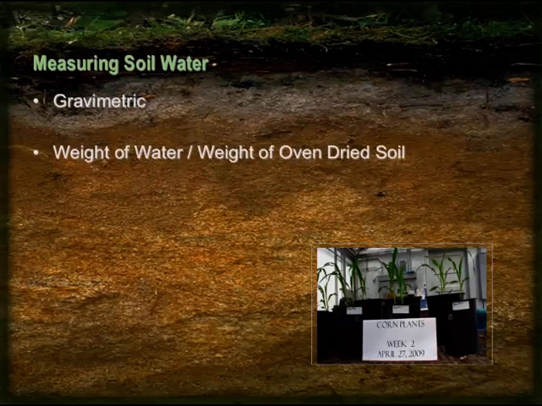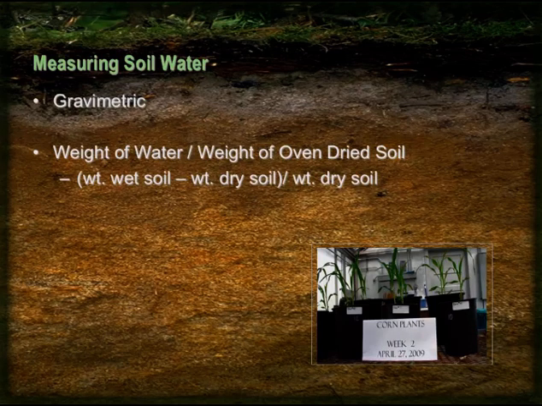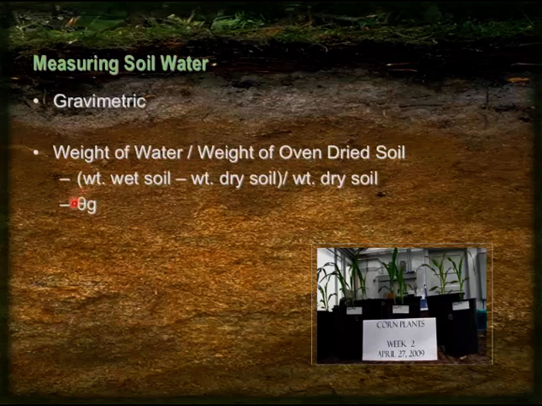Okay, again, we've talked about how we measure soil water. First of all, we've talked about gravimetric soil moisture. This is basically where we take the weight of the water and divide it by the oven-dried weight of the soil. And we express that as the wet weight minus the dry weight divided by the dry weight. In soil science, we term this gravimetric water as theta G. This symbol right here is the Greek symbol theta, and that means soil moisture. And this G stands for gravimetric. So this is gravimetric soil moisture.